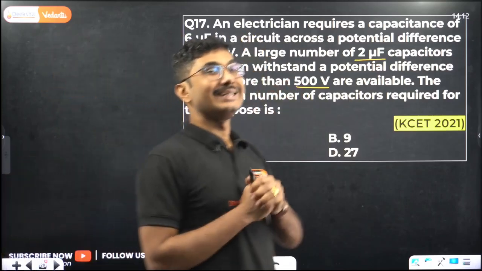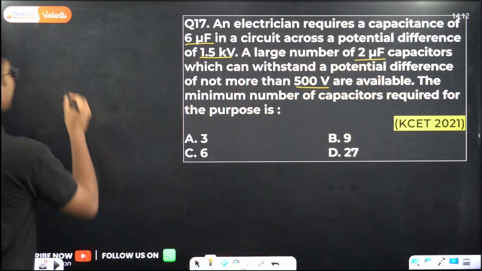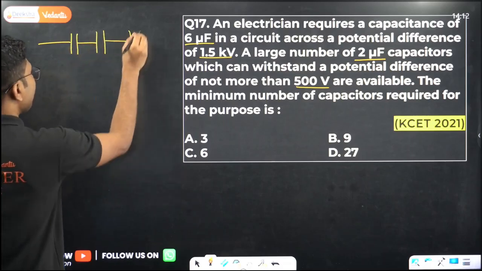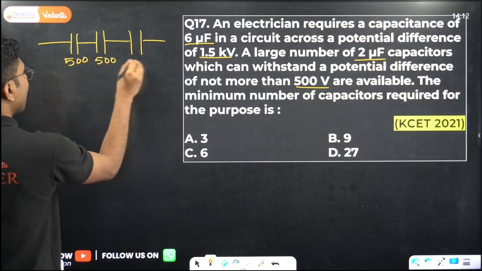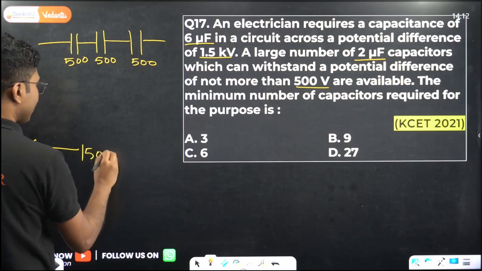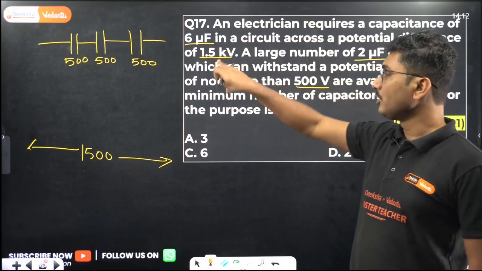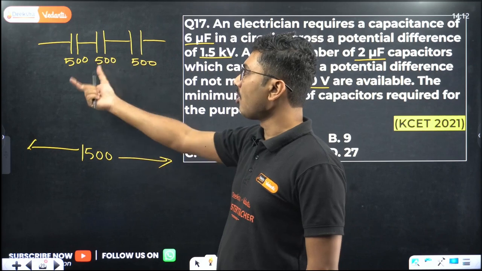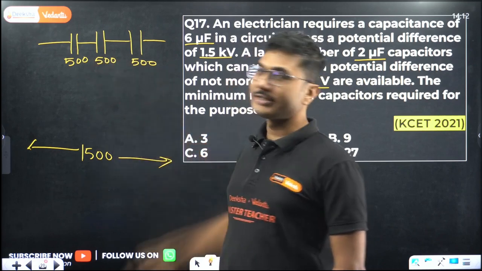Now you can increase the voltage rating by connecting them in series. So the voltage rating can be increased only when capacitors are connected in series, because the voltage will be equally divided. So 500 from this, 500 from this, 500 from this. So the total voltage across it will be 500 plus 500 plus 500, that is 1500. That is 1.5 kilovolt. Okay, 1.5 kilovolt means 1500 volts. So to meet the voltage rating requirement, we need to connect them in series, so that the voltage is distributed equally.